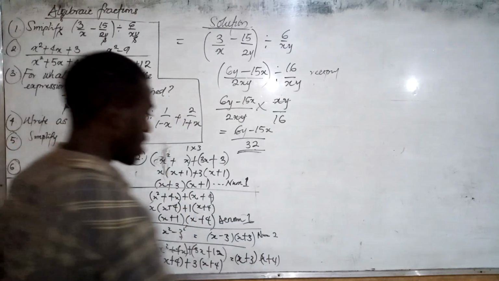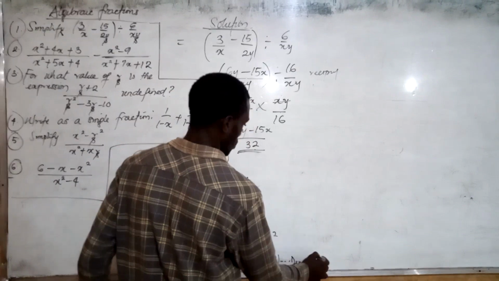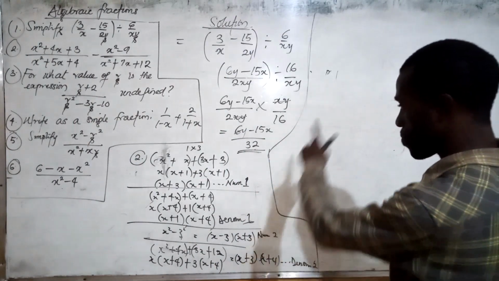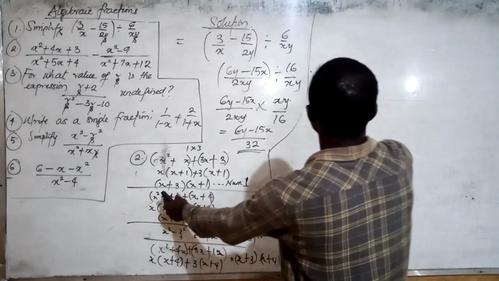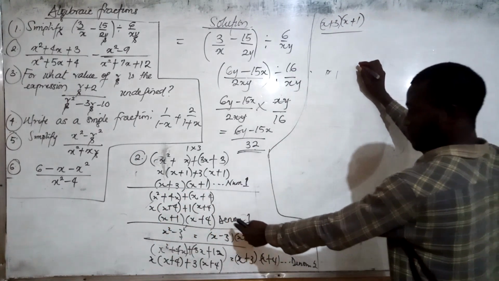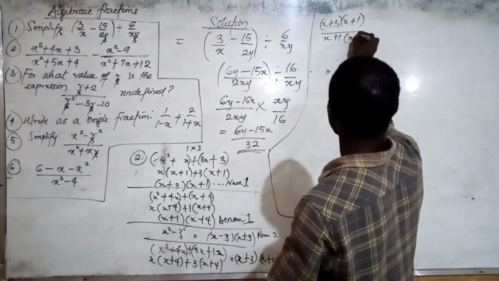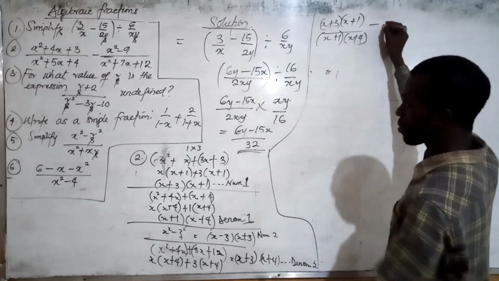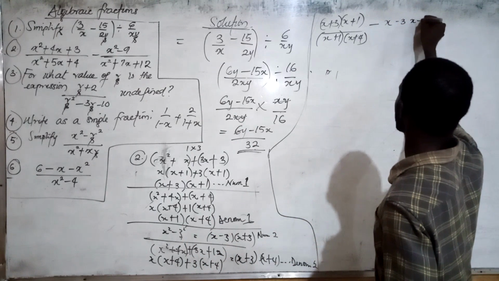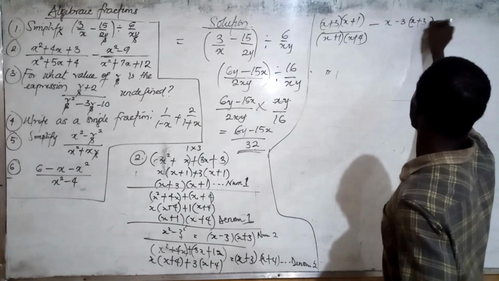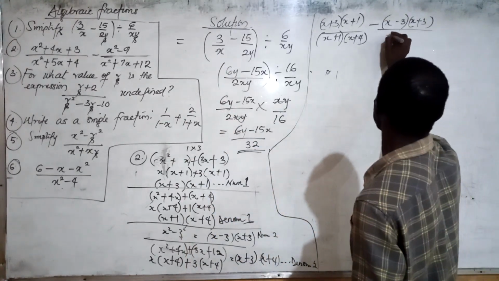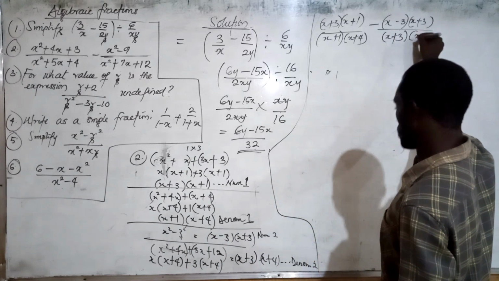Alright, so we already have our denominator 2 as well. I bring all of that all the way to the top here, so that my first numerator becomes x plus 3 and x plus 1 over my first denominator becomes x plus 1 and x plus 4. Then minus my second numerator is x minus 3 and x plus 3, all over the second denominator is going to be x plus 3 and x plus 4.